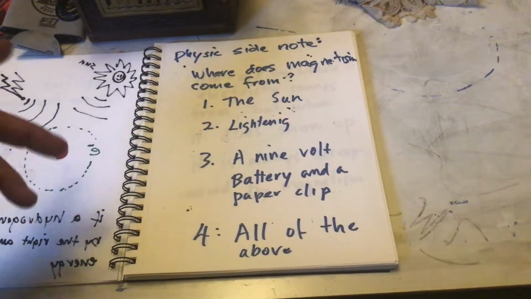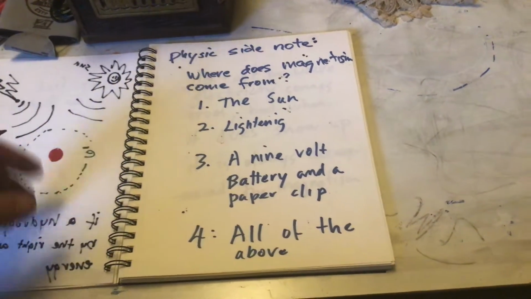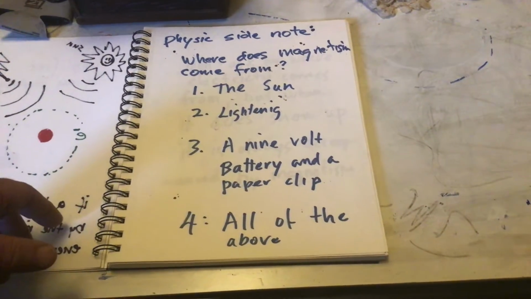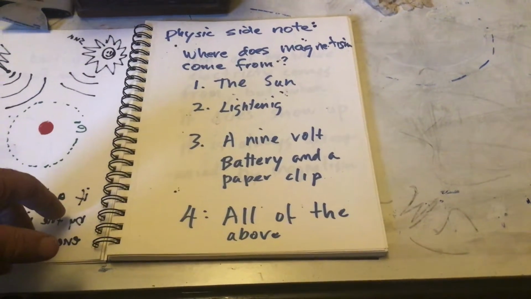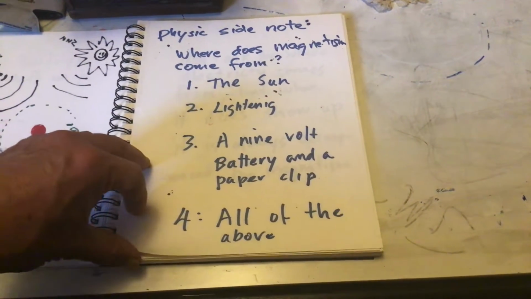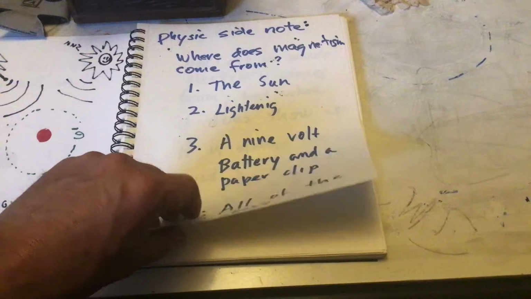Where does magnetic energy come from? Where does magnetism come from? A, the sun, B, lightning, C, a 9-volt battery and a paperclip, or D, all of the above. So you can answer that one.